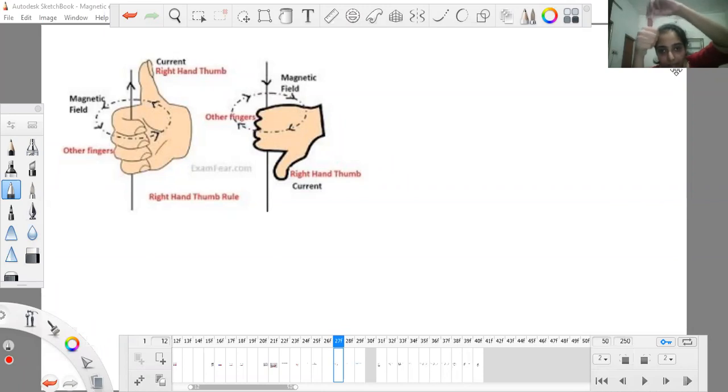If this is the direction of electricity, then this will be the direction of magnetic field lines. If current is in this direction, then this will be the direction of magnetic field lines. I'm using my right hand, and you have to use your right hand. Because of the video it can create a mirror image, so you may think it is your left side, but actually we have to use our right side.